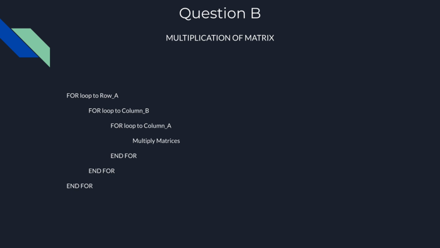Now, with these three for loops, you can see the first two for loops are basically the rows of the matrix A and the columns of matrix B, right? So we know we have to multiply those two to get the multiplication of the matrix, right?